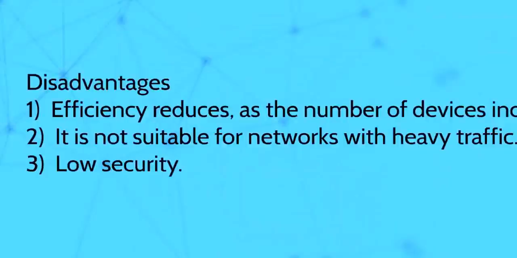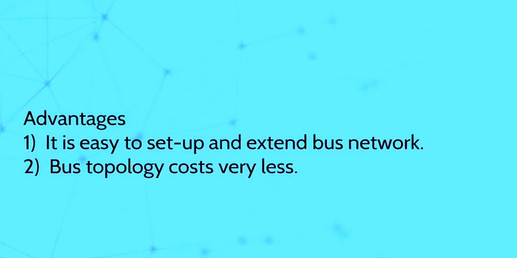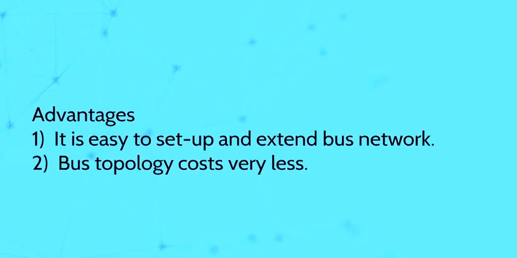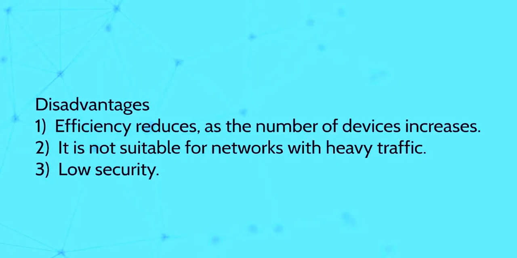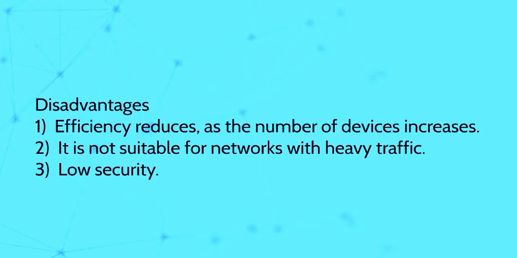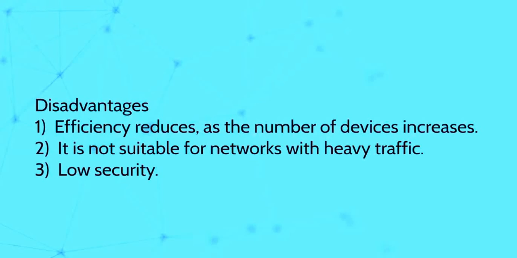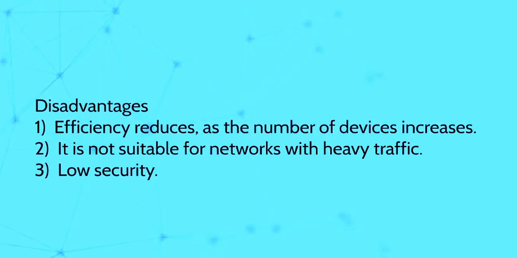The main advantage of the bus is that we can easily establish and extend the topology. This is the most cost-effective topology. Whereas the disadvantages are, as the number of devices increases, the efficiency reduces. The bus is not capable of handling heavy traffic. So when there is heavy traffic, there is more chance of collision. The security is very low because any device connected over the bus can have access to the data.